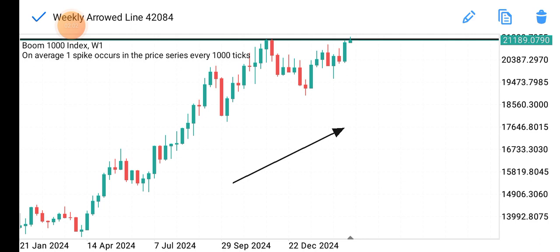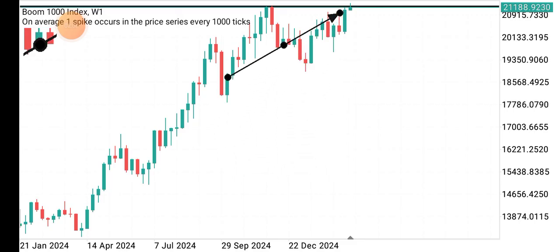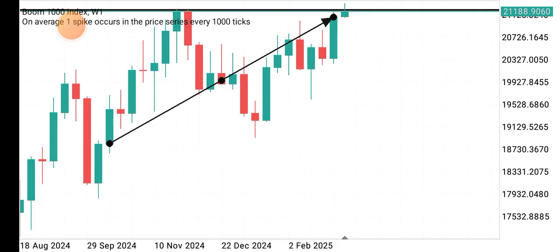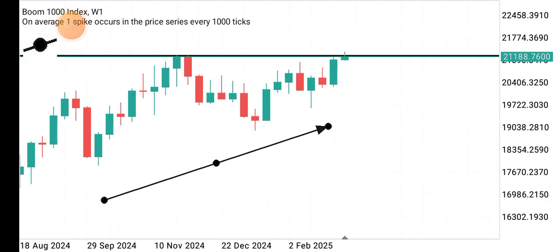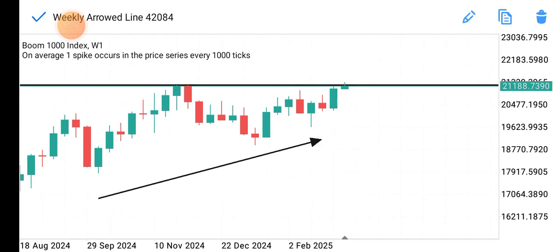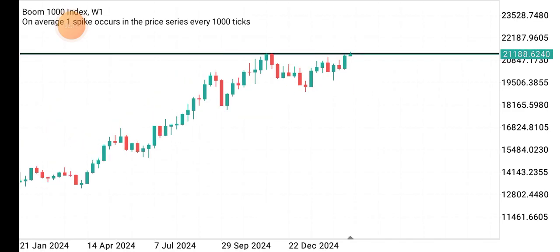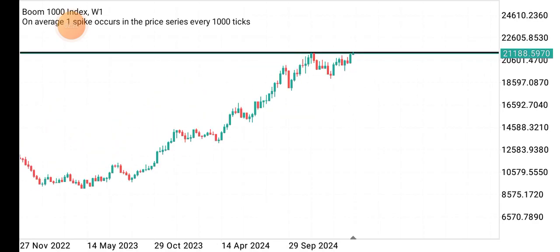Although anybody who has a good account size can just step into the market at this point, then set your stop loss a little above this wick that we have here. Let me zoom in a bit. Above this wick, then you wait for the market to continue selling. Then you'll be making so much profit because we are expecting some massive sales.